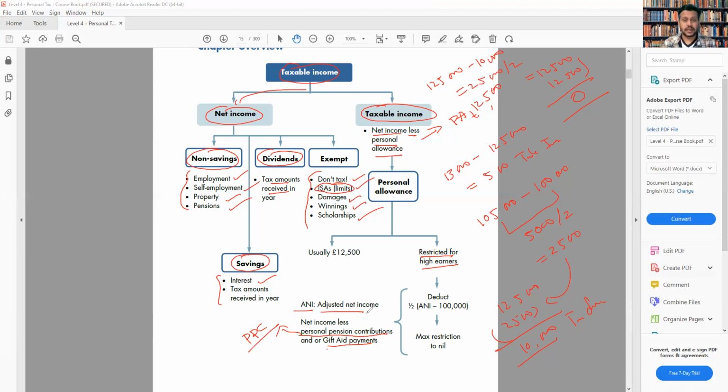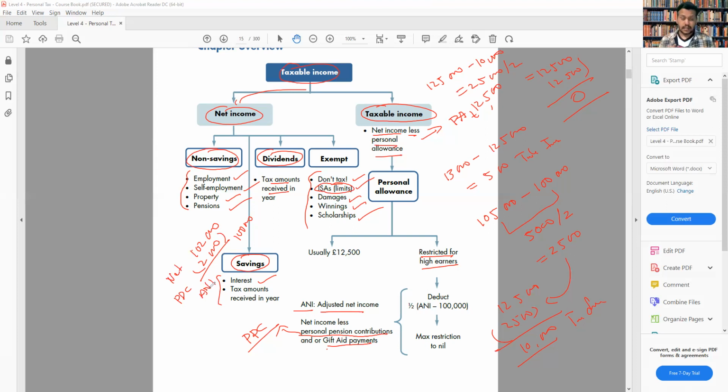If I give any money to the personal pension contribution, my adjusted net income has to be adjusted. For example, let's say my net income is 102,000. And I give to my personal pension contribution or to the gift aid charity £2,000. So PPC, £2,000. That means my new net income will be 100,000, not 102,000. That will be ANI, that is adjusted net income. So I adjusted the figure.